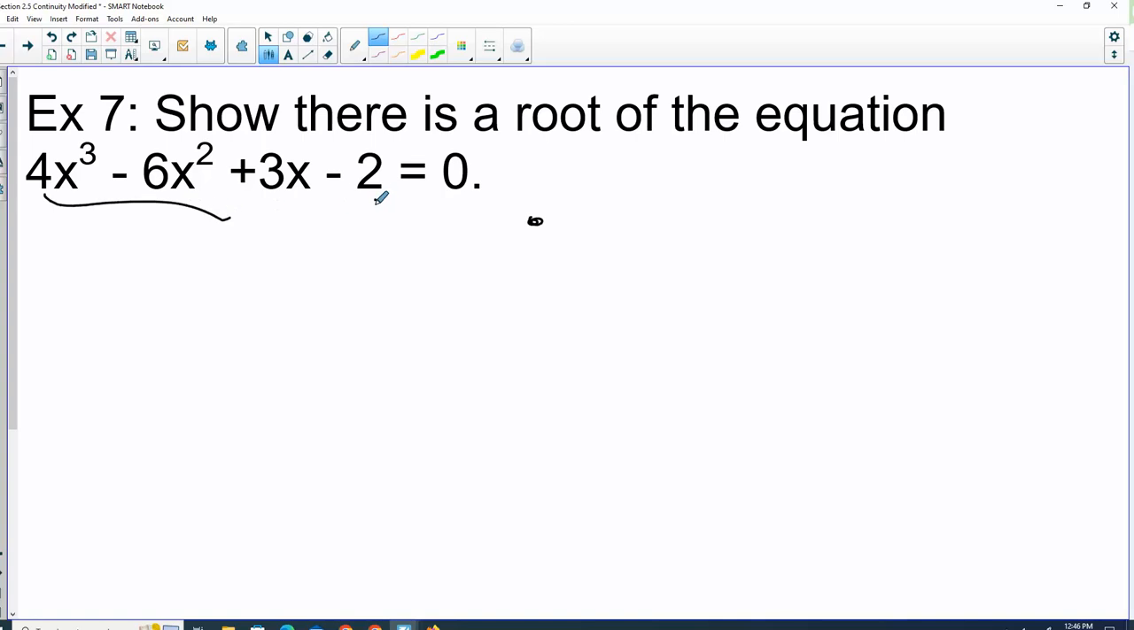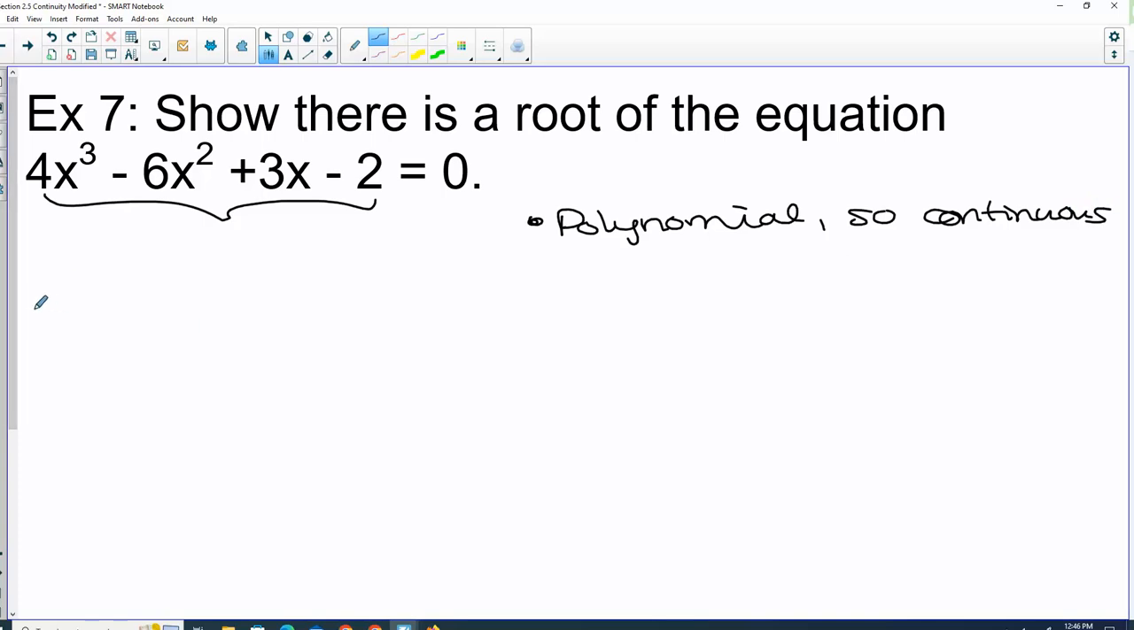Okay, what do we know about this function? It's a polynomial, so it is continuous. Caitlin said to put in 0. Okay, let's go with it. If we plug in 0, we get 0 minus 0 plus 0 minus 2, we get -2. So that means (0, -2) is a point on my graph.